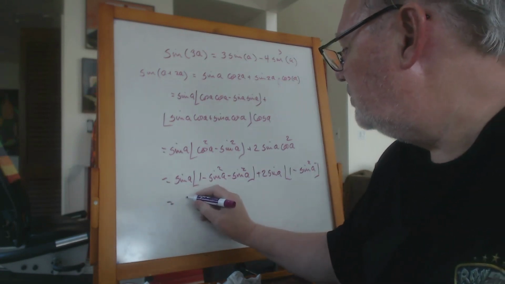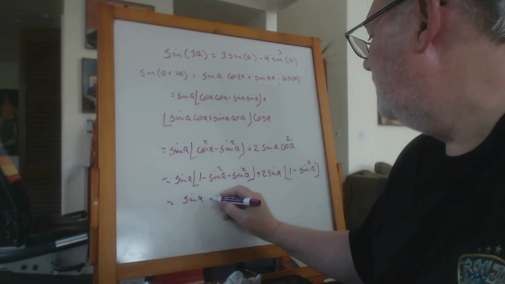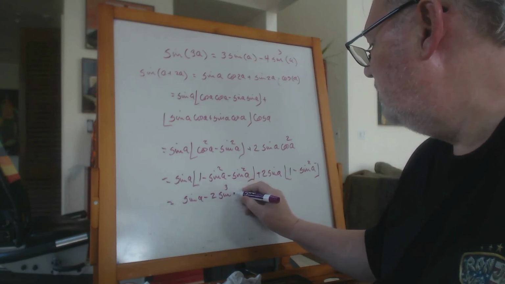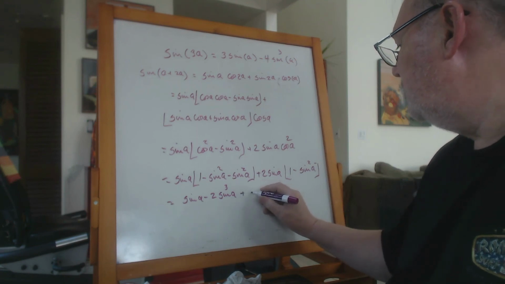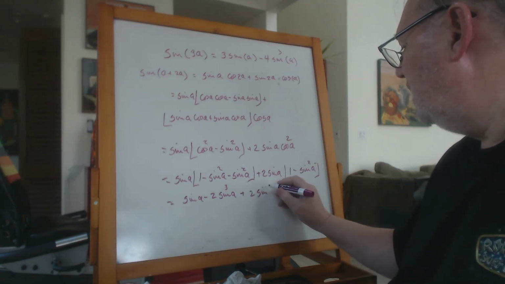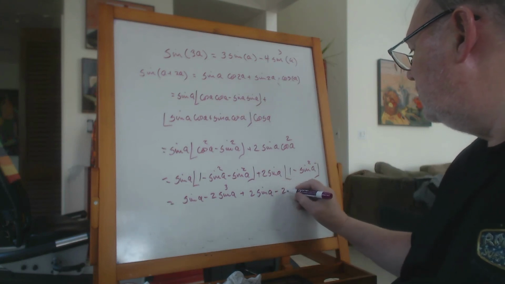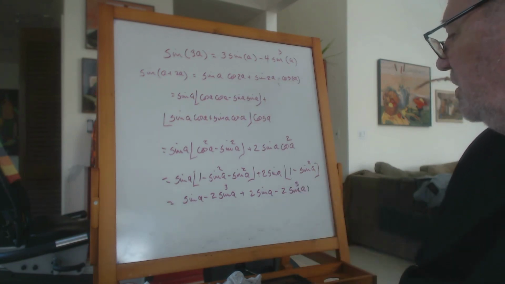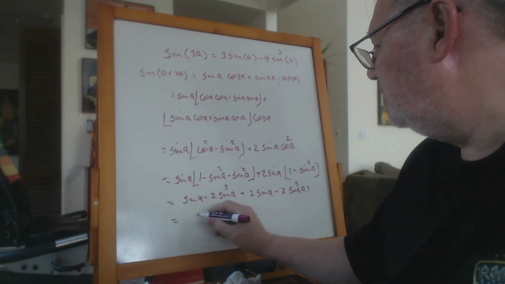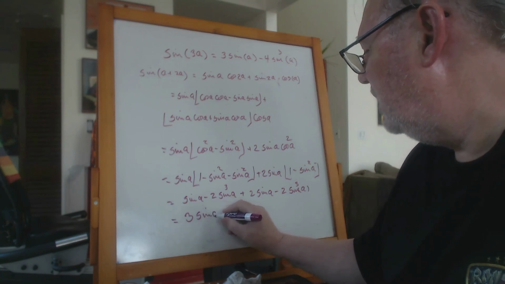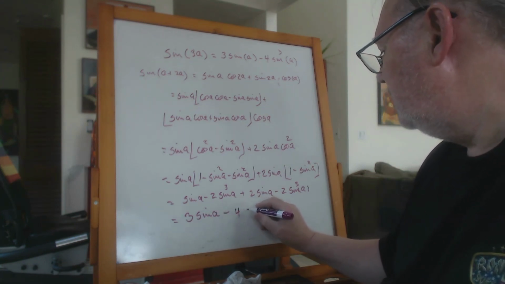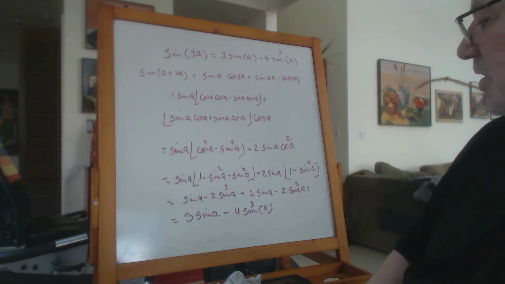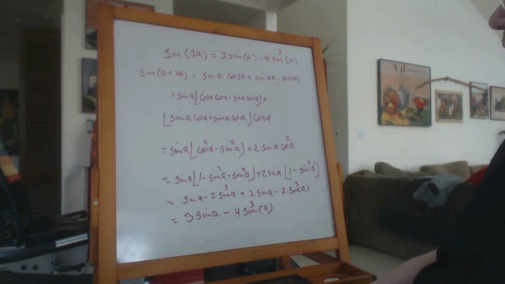And we have sine A minus 2 sine cubed A plus 2 sine A minus 2 sine cubed A, and that's equal to 3 sine A minus 4 sine cubed A. And so we proved it just applying the double angle formulas.